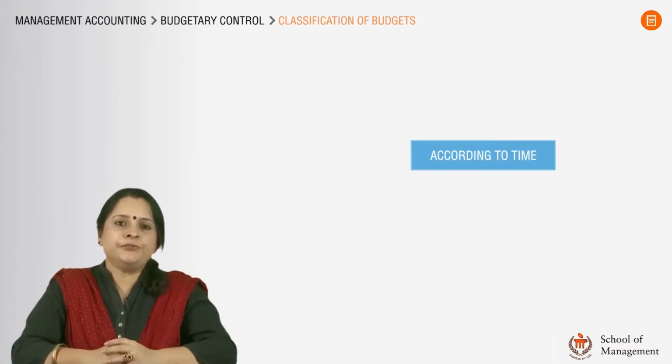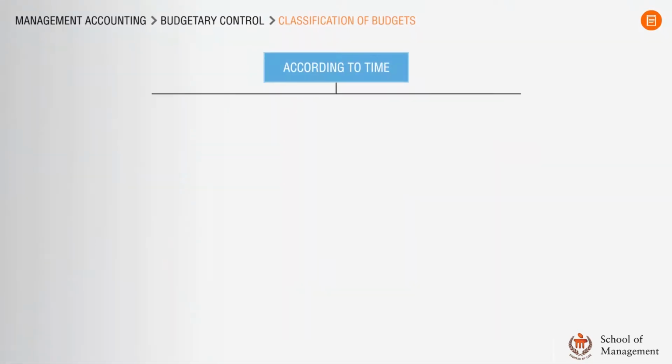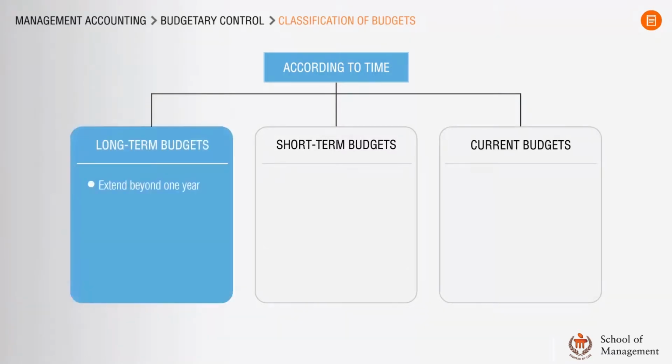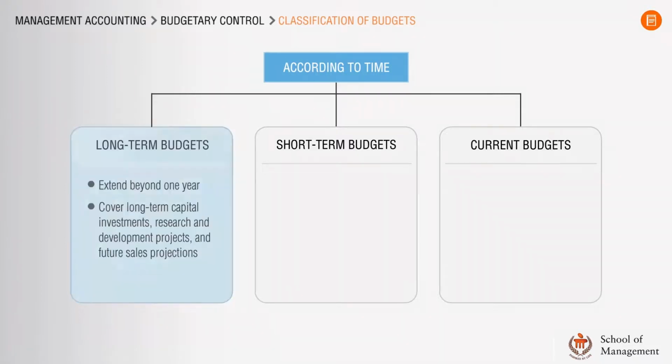Next classification of budgets is on the basis of time. On the basis of time, budgets can be classified into three broad categories: long-term budgets, short-term budgets and current budgets. Long-term budgets are normally prepared for a period exceeding 1 year. These budgets are prepared to cover areas such as long-term capital investments, research and development projects, future sales projections, etc.